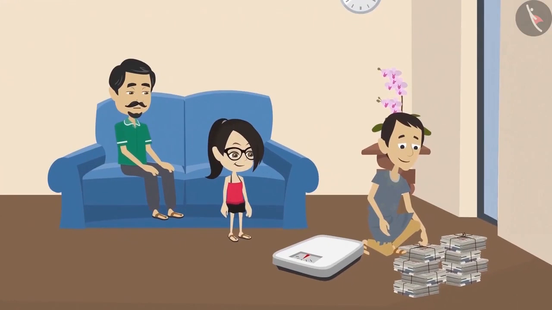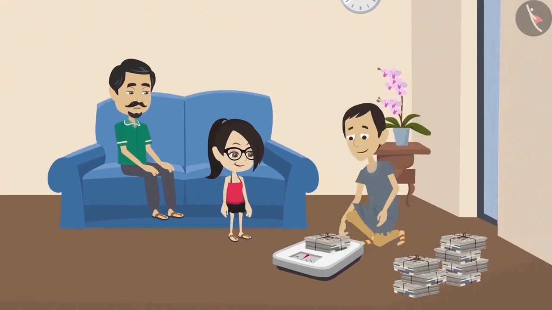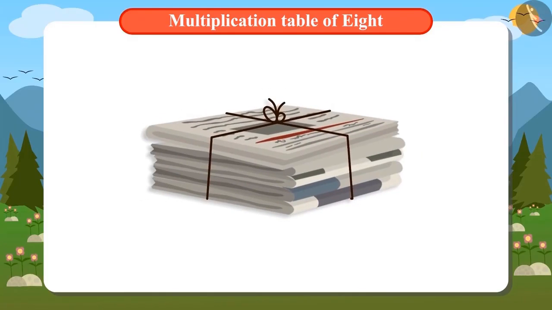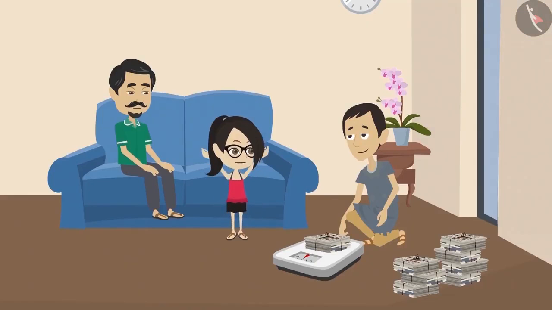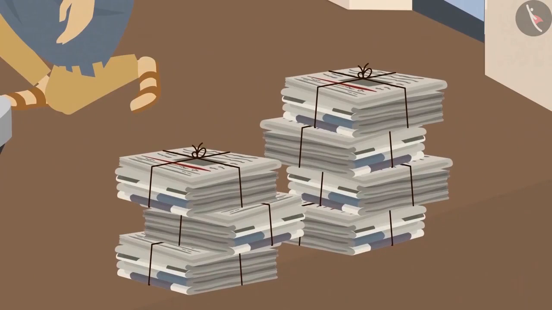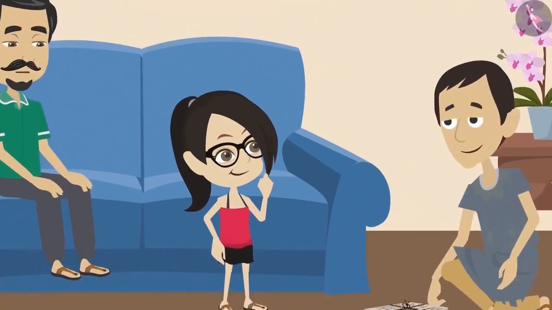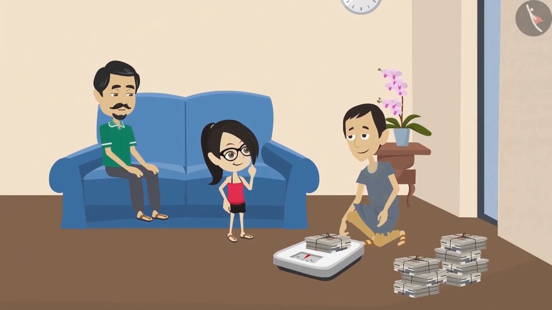The scrap dealer puts 1 bundle of newspaper on the weighing scale. Let's see what is the price of 1 bundle of newspaper. 1 bundle of newspaper weighs 8 kilograms. Now let's weigh the remaining bundle as well.